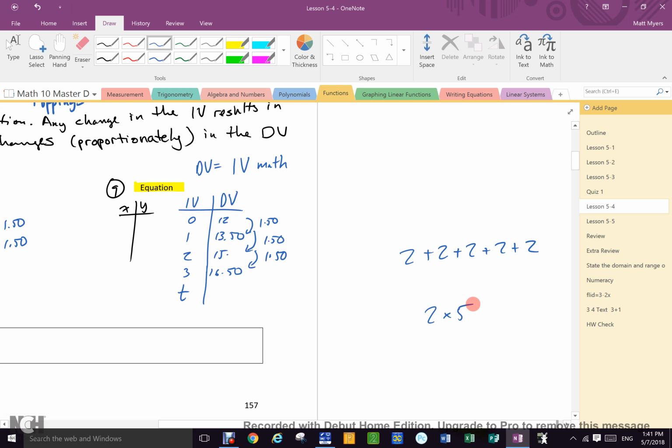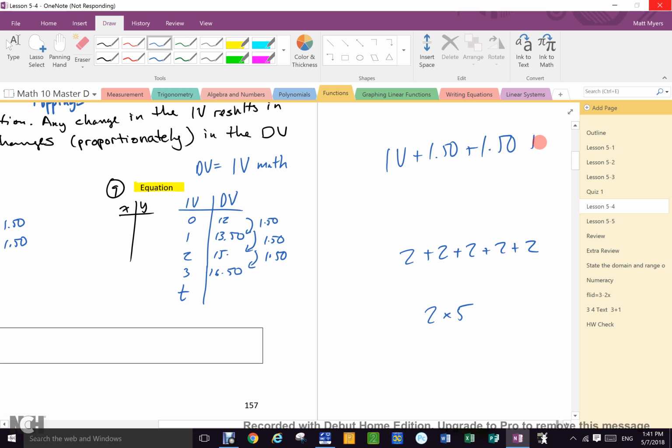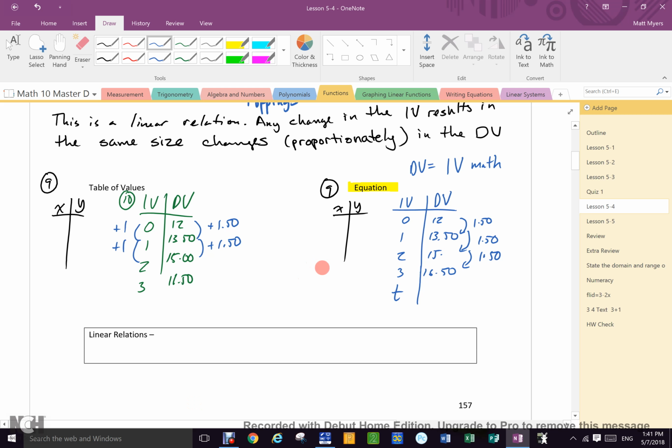2 times 5. Right? Everyone agree? So am I going to write 150 plus 150 plus 150 plus 150? No. Would I ever write IV plus 150 plus 150 plus 150? What would I write? IV times 150, right? So right now, my best guess at this equation is the DV, which is cost, equals the IV, which is toppings, T, 1.5 times T. Agreed? Everyone cool?